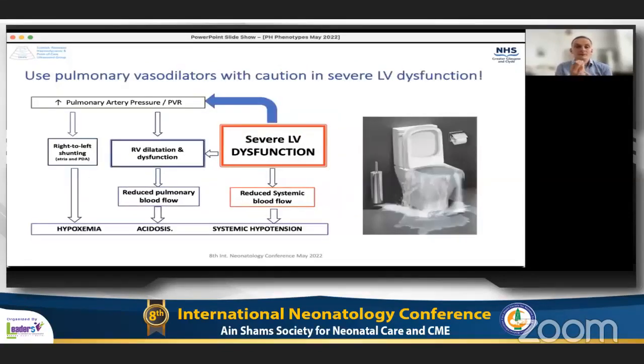And as I mentioned, we want to avoid using pulmonary vasodilators. And the analogy here is of a blocked toilet. If the left ventricle is the toilet and it's failing to empty, then the theory is that if we give pulmonary vasodilators, we'll just continue to fill that blocked toilet. What we need to do is unblock the toilet by giving inotropes and supporting left ventricular function. And the important thing to appreciate is that left ventricular function itself is a transitional phenomenon, and the dysfunction will improve itself over the first few days of life.